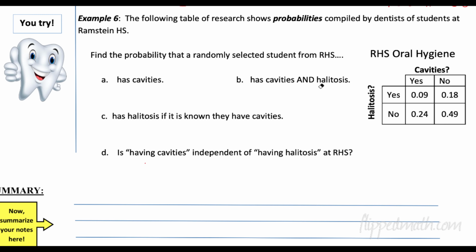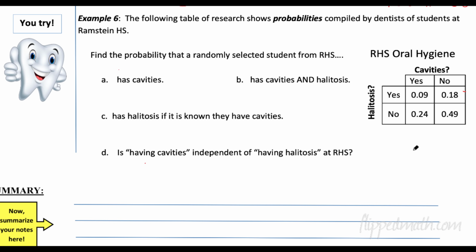Okay, last example here, number 6. The following table of research shows probabilities compiled by dentists of students at Ramstein. Sorry, Ramstein, but we're talking about cavities and halitosis. So here's a little table here. Notice that this section of the table means you have both. This part of the table right here means that you have halitosis, but you don't have cavities. By the way, you don't know what halitosis is? Give it a Google search.